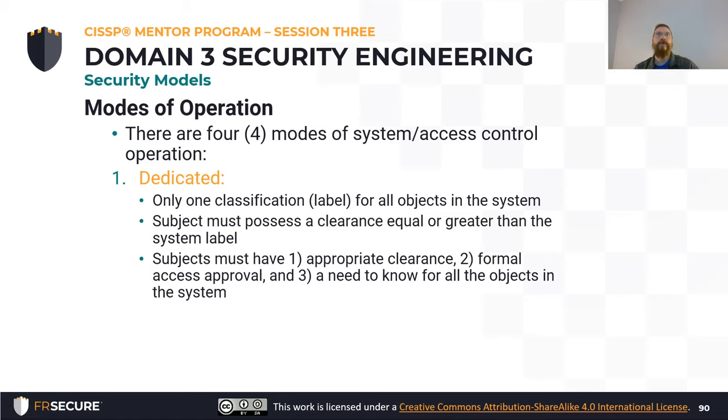All right, so modes of operation. Dedicated: we've got one label for everything, right? Everything on this system is secret. So every piece of data on that system is secret, and if I want access to it and I only have confidential clearance, I can't get to it. If I have secret or top secret clearance, absolutely we can get to it. To get to it, I have to have the right level of clearance, a formal approval, and then a need to know for all objects on that system. So this is very strict.